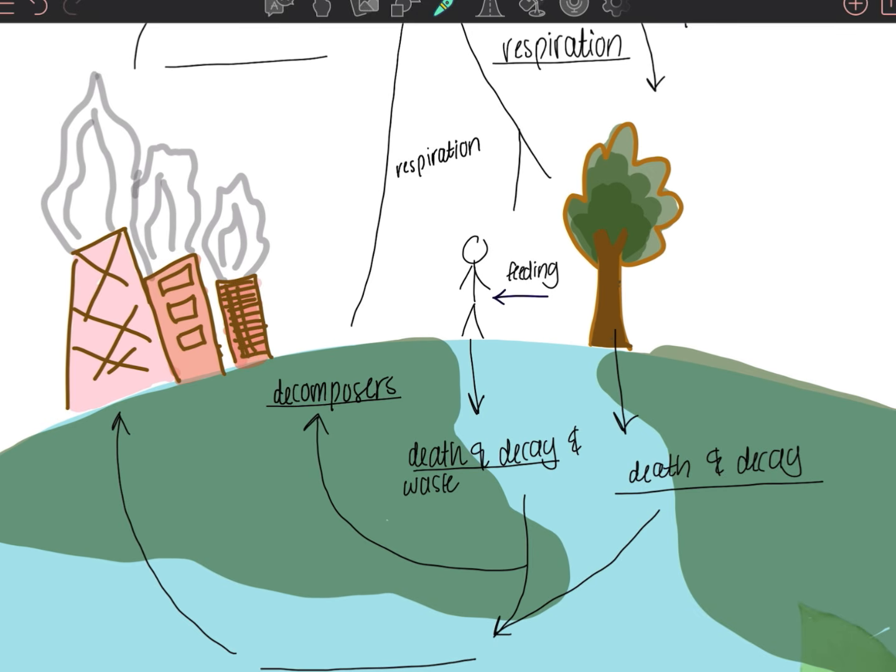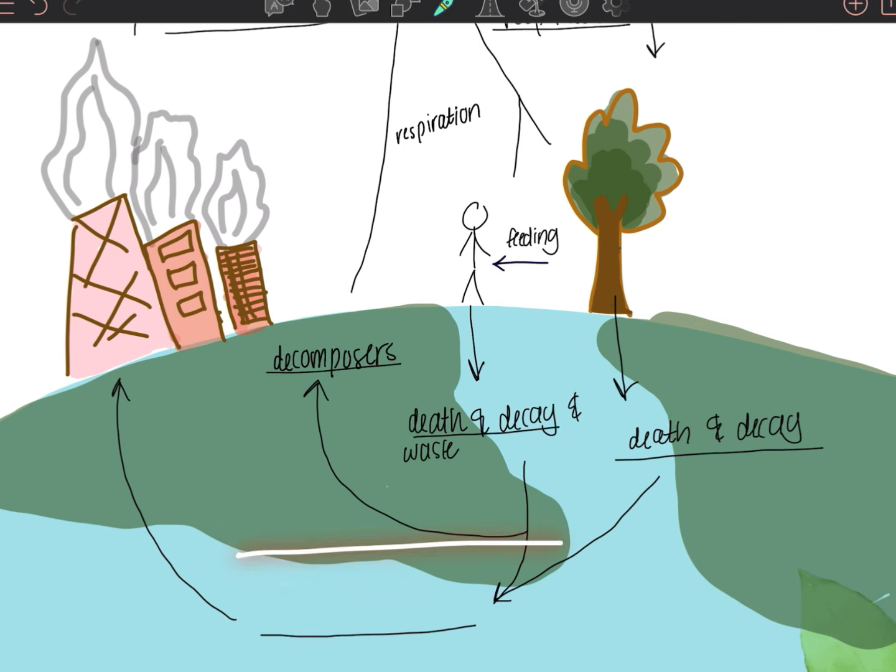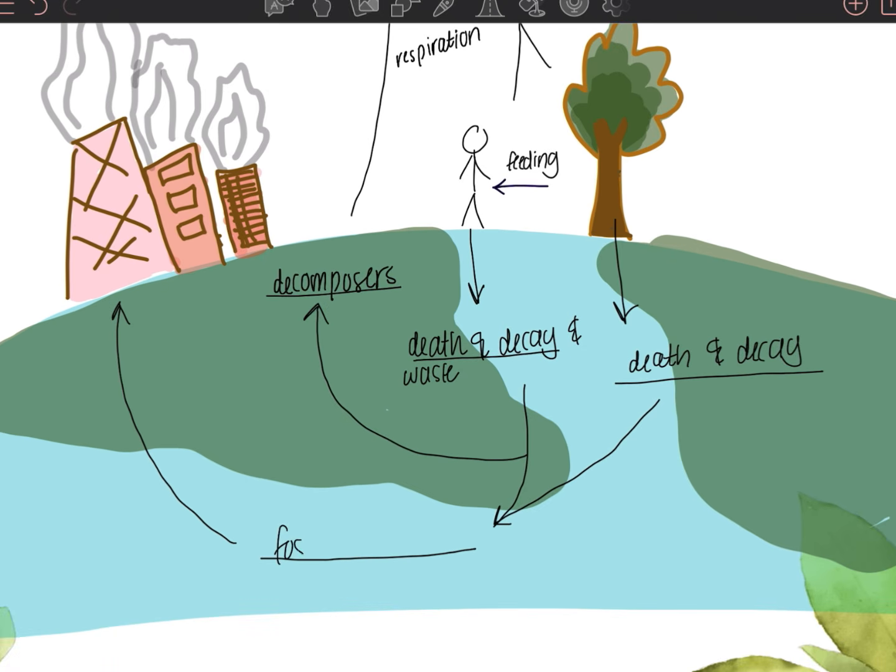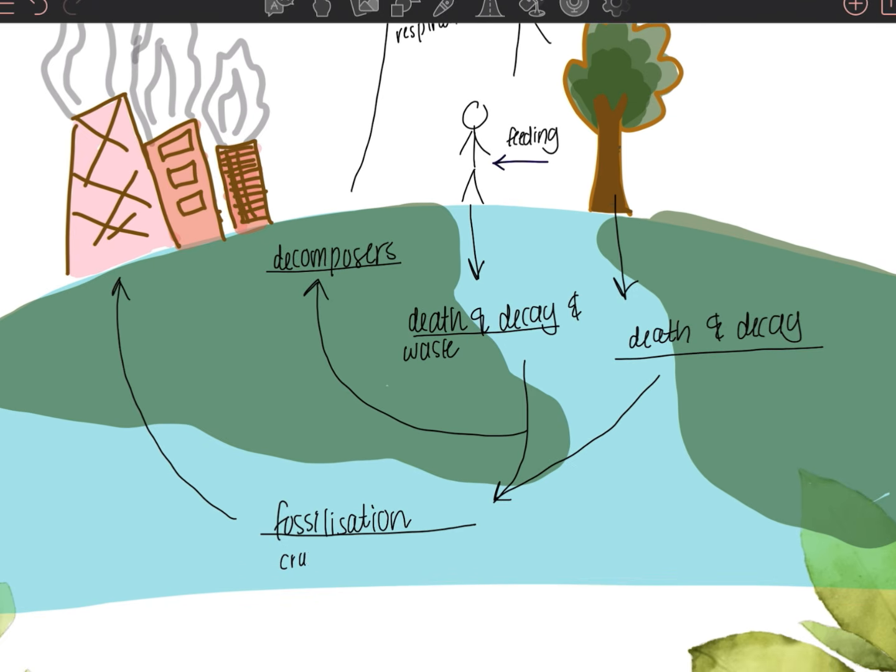Now, there's another possibility. Instead of being decayed by decomposers, the remains can undergo fossilization. If there are appropriate conditions, for example, a lot of pressure, then after millions of years these plants actually turn into something valuable, which are fossil fuels. This process is called fossilization, and we get our petroleum and coal, all of that by the process of fossilization. So fossilization provides us fuels, for example, crude oil and coal. You also have underground oil, petroleum.